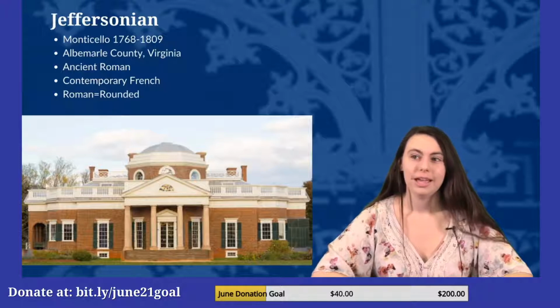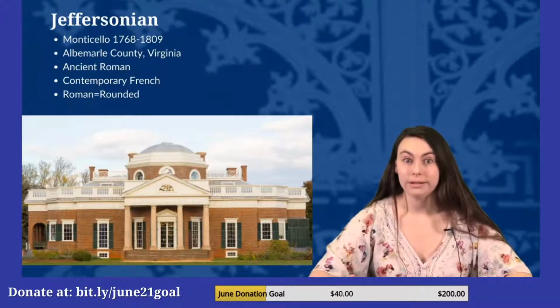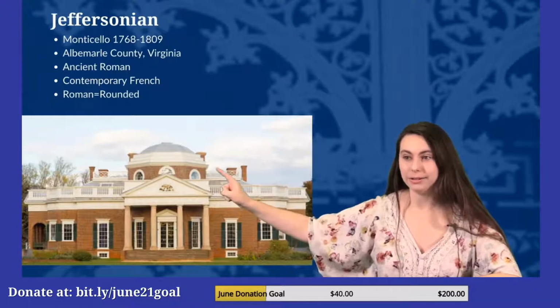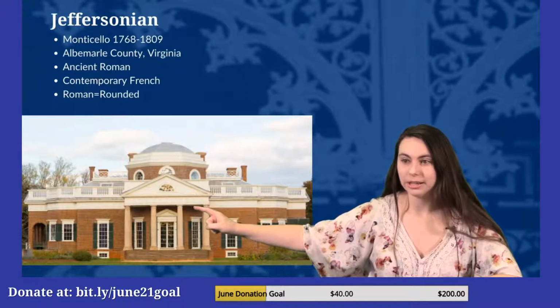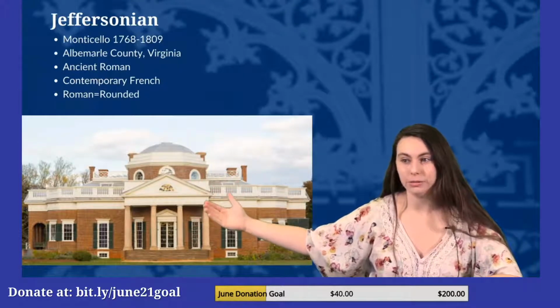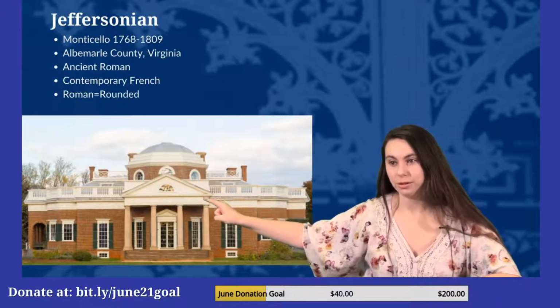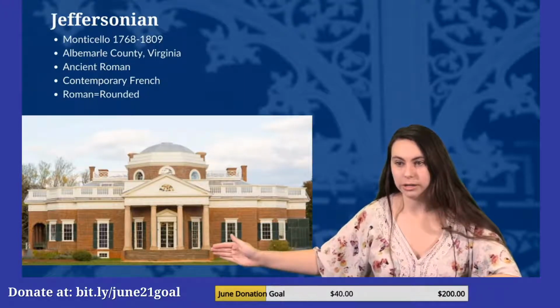And Jefferson was really interested in the ancient Roman style of architecture as well as contemporary French architecture of the time. And in my mind, I think Roman equals rounded. So you can see there's a lot of round elements around like this top cupola of sorts here. We also then have the Roman or the Greek pediment, which was used. So we have pediment over the door and then over the door again. Here we have some nice Doric columns.